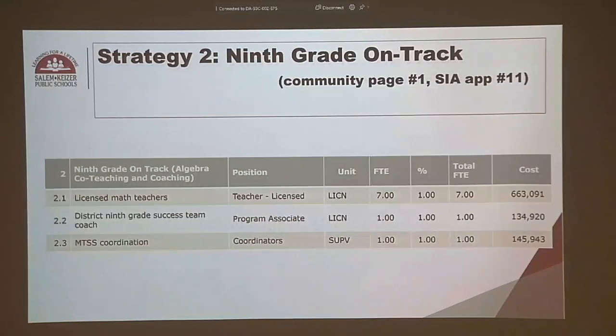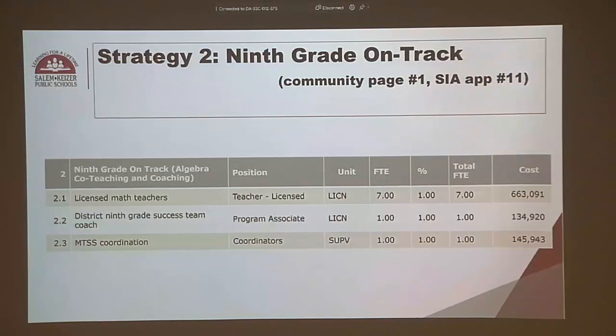Here are the financials associated with that. You'll see in 2.1, licensed math teachers, we'll be pushing in 7 FTE into those 2 targeted high schools. Specifically, again, those 7 teachers are coming in to co-teach or to reduce class size in Algebra 1.